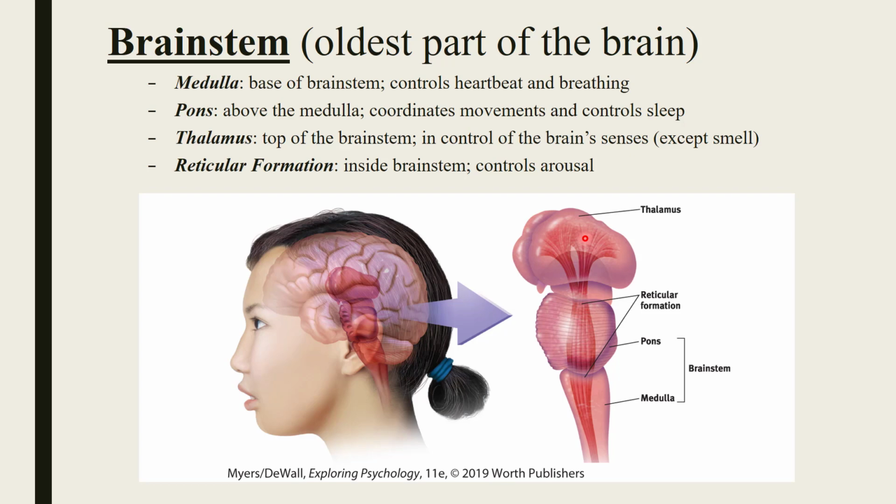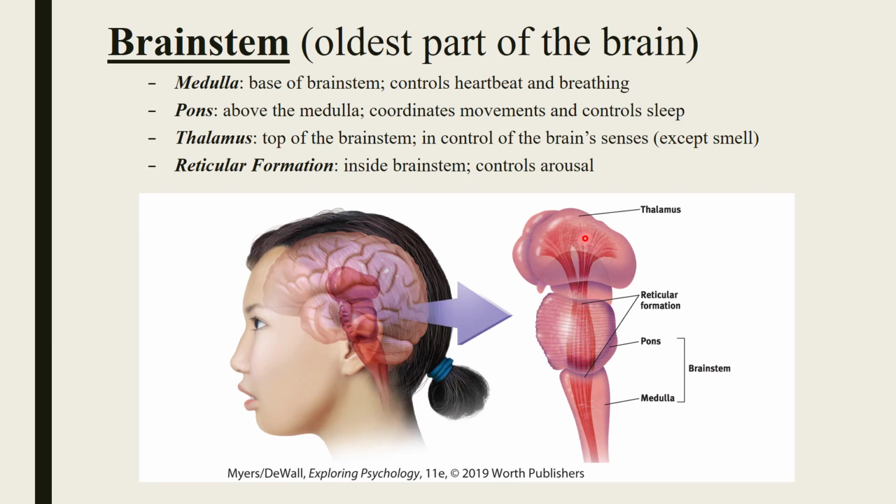So it will send the sensory information to the proper location. It will send your visual information to the back of your brain. It will send your auditory information to the side of your brain, so that the proper sensory information goes to the proper location. So the job of the thalamus is sort of to filter that incoming sensory information and send it where it is supposed to go.